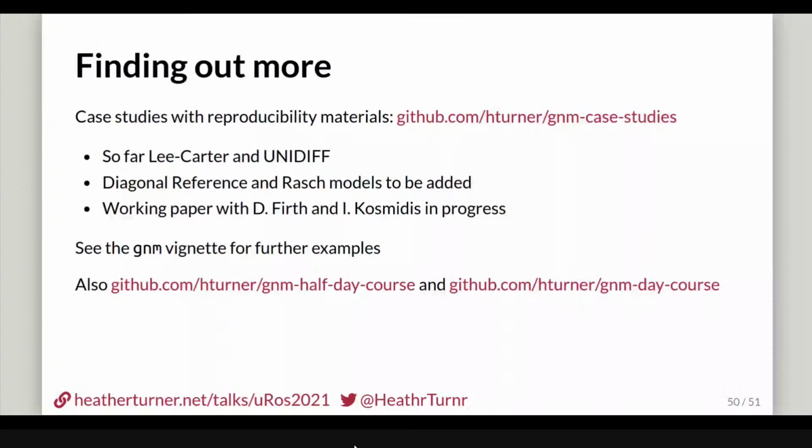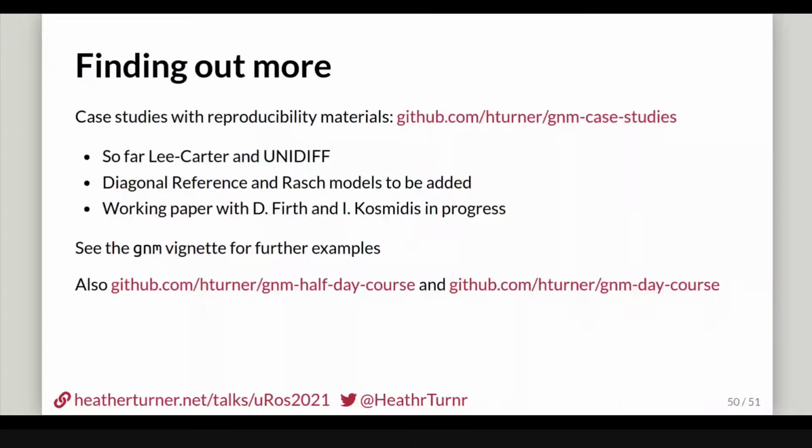If you want to find out more about GNM and look at more examples, we're starting to collect some case studies with reproducibility materials on this GitHub here. So far, we've got the Lee Carter model that I presented. We can't share the data, but you can access the data yourself if you register with the Human Mortality Database. And there's another example of using the UNIDIF model, which is another contingency table type model.